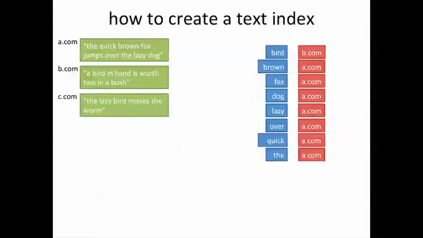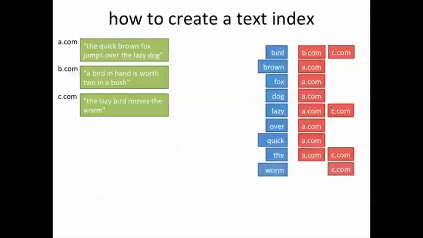Similarly for the third document, but this time, since the is already present in the index, we merely append the entry c.com after a.com against the, rather than create a new entry. Similarly for lazy, bird, and finally for worm we enter a new entry with just c.com against it.